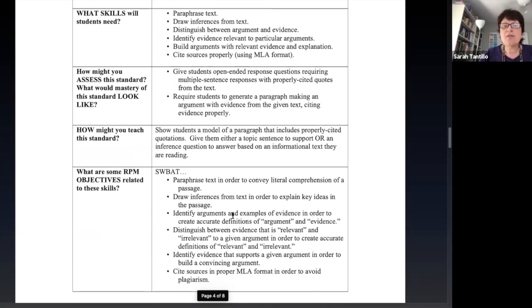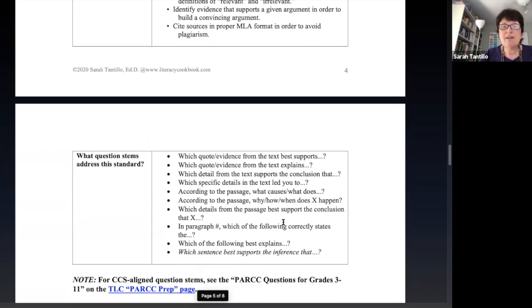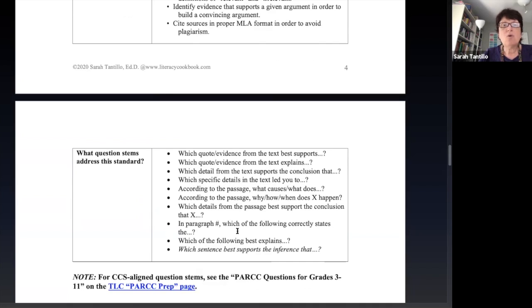And then, once you think about the skills and the lessons, start thinking about the objectives that you're going to try to meet related to the skills. And last, but definitely not least, you want to think about the questions or the question stems that will address this standard. These question stems will be really helpful as you design do-nows and classwork and homework to ensure that you're asking the right questions to address this particular standard.